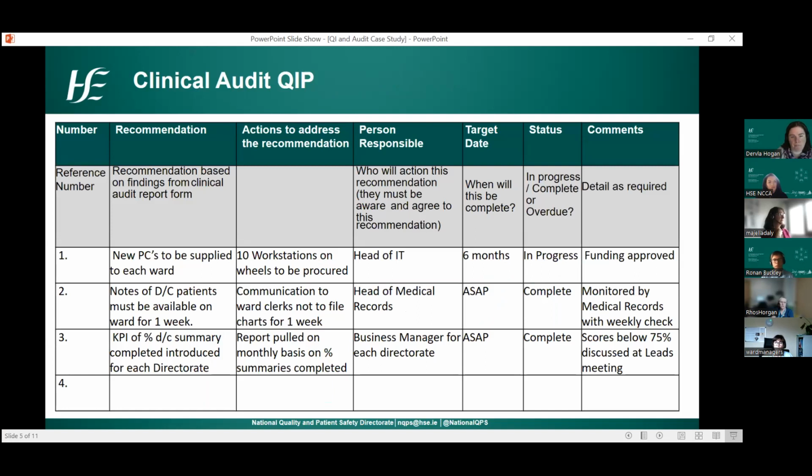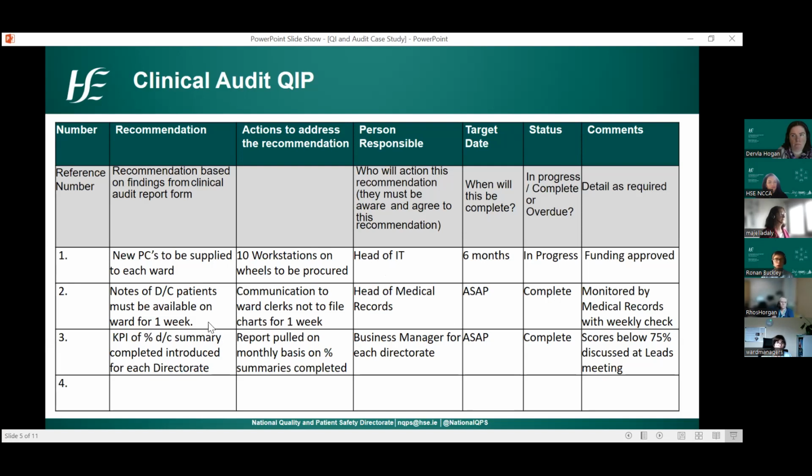So those 3 pieces that they've decided they're going to tackle, they've entered those on their quality improvement plan. So the recommendation is that new PCs be supplied to each ward. The action to address that recommendation is that 10 workstations on wheels are to be procured. That's going to be done by the head of IT. It's going to take roughly 6 months. It's in progress, but funding has been approved.